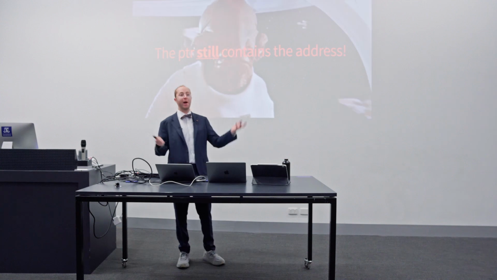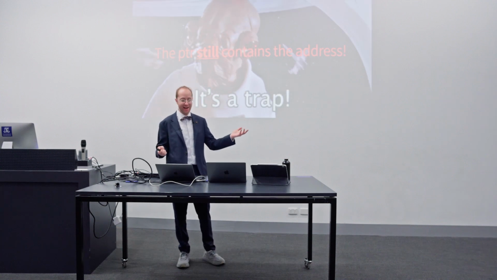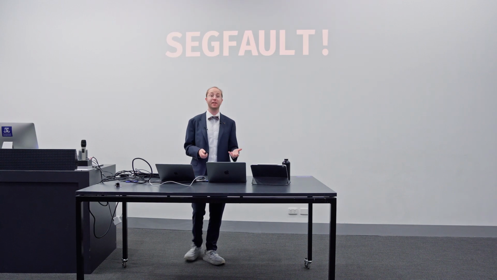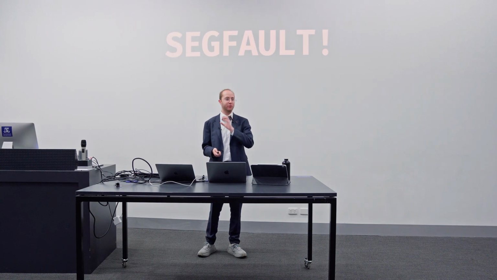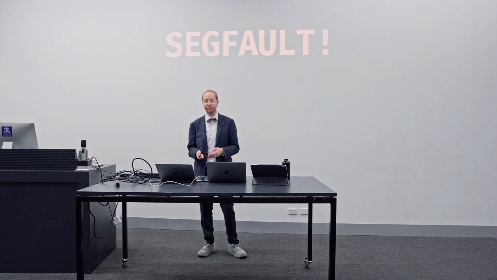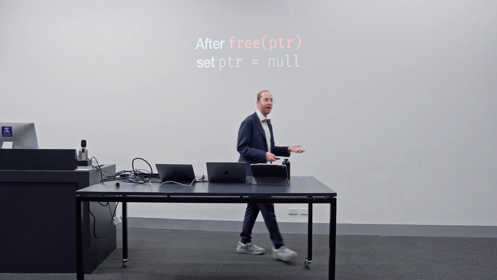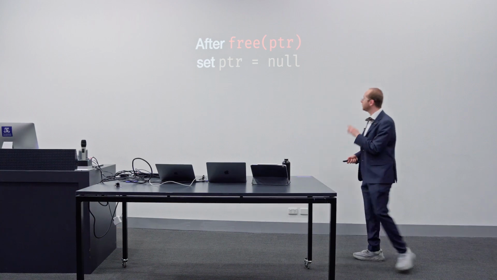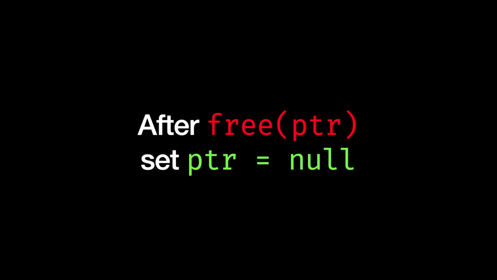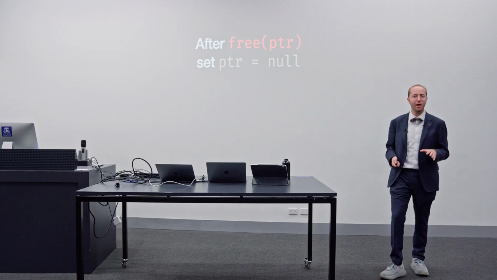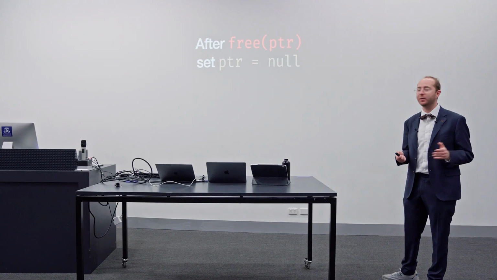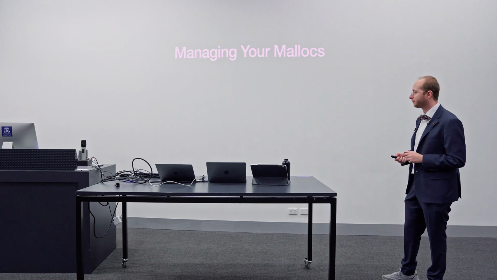So it's a trap. The pointer still contains the address. If you were then to access it, that would be a segfault. This is called a use after free bug because you're using memory after you've already freed it. So after you free a pointer, always remember to set it to null. And I think nowadays compilers can pick this up a few times. Sometimes they'll notice for you, which can be an additional help in noticing that you've done this.